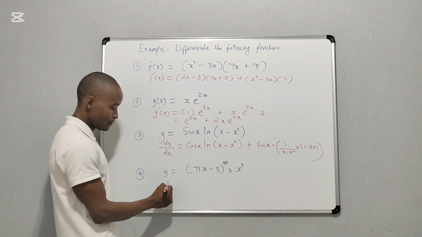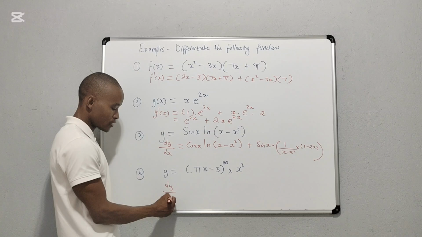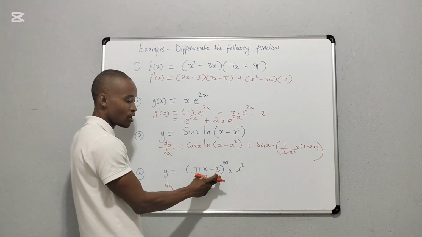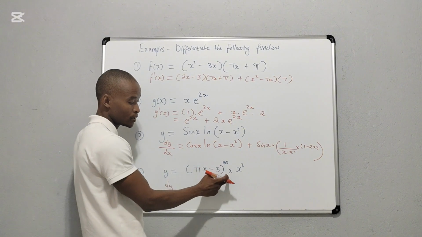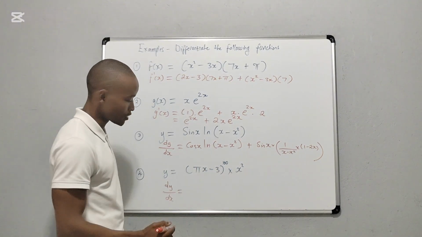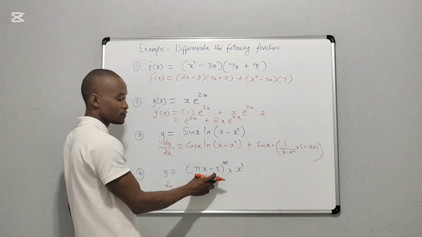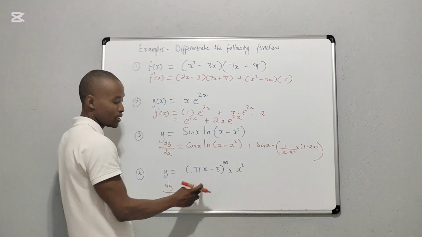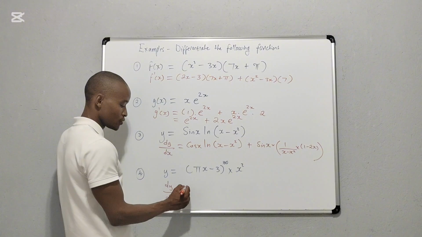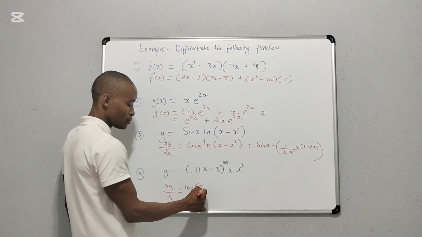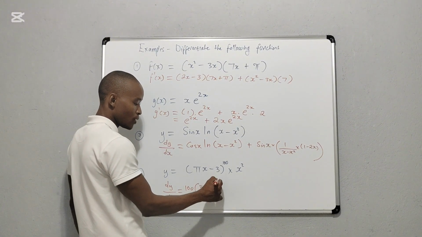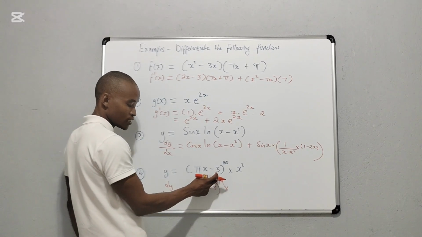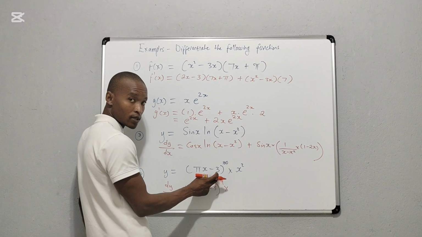Okay, here dy over dx, or y prime, will be equal to what? Our first function is the power function, right? The power 100. Second function is x squared. Okay, so let's differentiate the first function using the chain rule here. The outer function is the power function, and the inner function is a linear function. So we go 100 times pi x minus 3 to the power 99 times the derivative of the inner function here, which will be what? Pi.